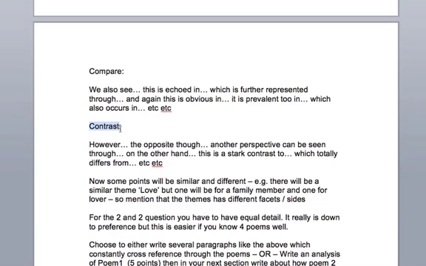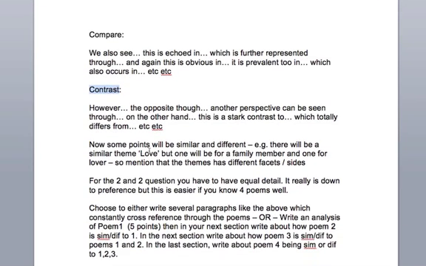For contrasting language, you can say however in, or the opposite though can be seen, another's perspective can be seen through, on the other hand, this is in stark contrast to, which totally differs from, etc. So there you're looking at similarities and differences, and obviously you'll have 100 of your own. Feel free to use them. Now, some points will be similar and different at the same time. So there'll be a similar theme, say maybe of love in 2 poems, but one might be for a family member and one might be for a lover.